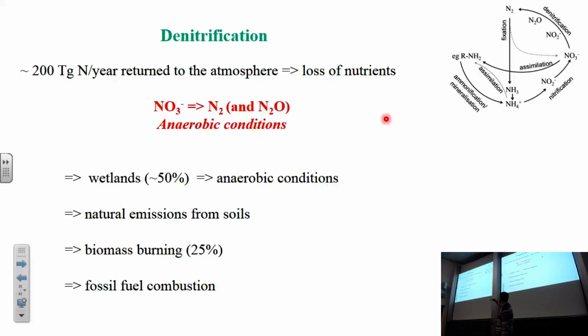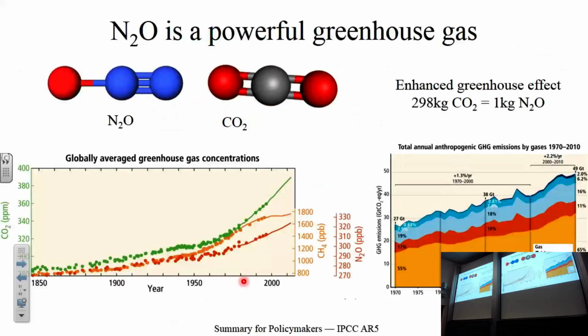You do get some if you burn biomass, which is effectively used as an oxidizer when you burn fuel. It has organic nitrogen in it, so we do get some emissions from fossil fuel burning this way. One consequence of this is that the reduction of nitrate to nitrogen gas goes in two steps. It goes from nitrate to N2O and then to N2.